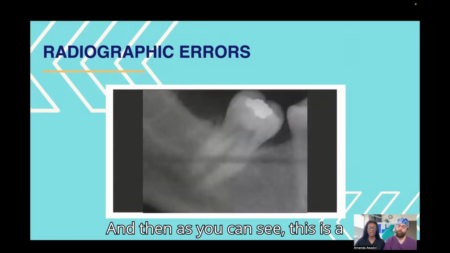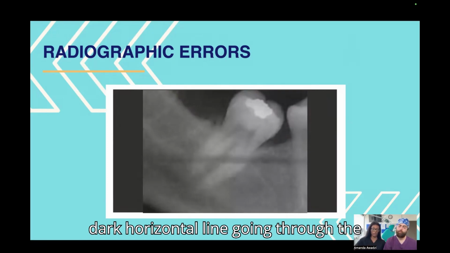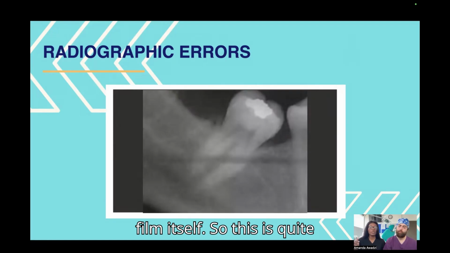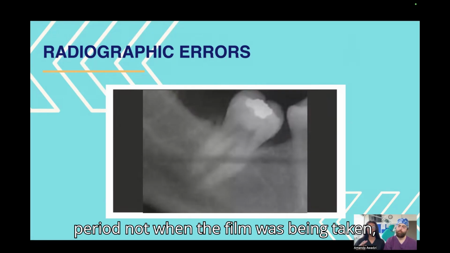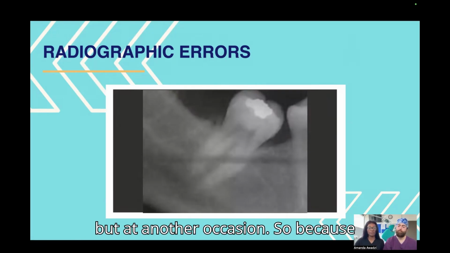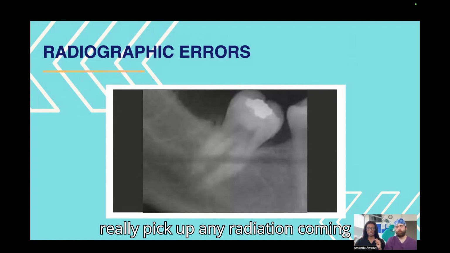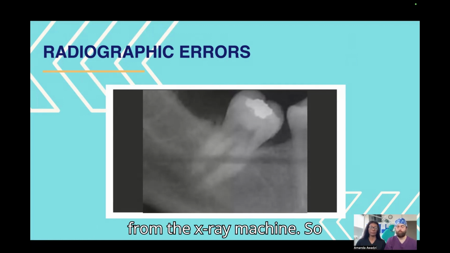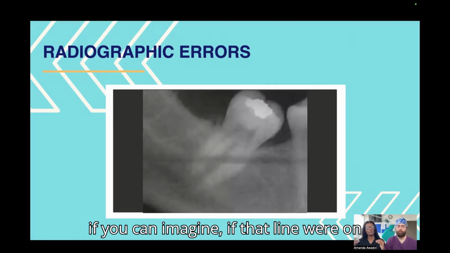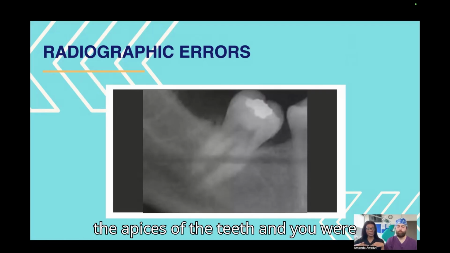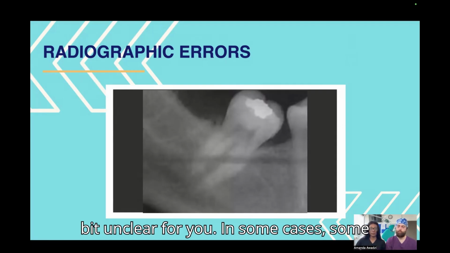And then as you can see, this is a periapical, and you can see almost like a dark horizontal line going through the film itself. So this is quite common actually. The radiograph is actually bent, but it bent probably not when the film was being taken, but on another occasion. So because of the bend, that area can't really pick up any radiation coming from the X-ray machine. So depending on where that line is, this could be clinically unacceptable, because if you can imagine, if that line were on the apices of the teeth and you were trying to figure out if there was any periapical pathology there, it may be a bit unclear for you.